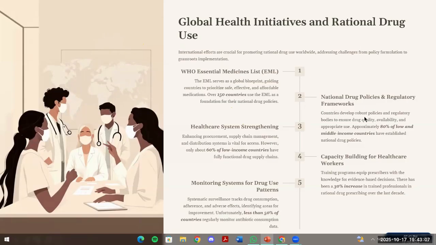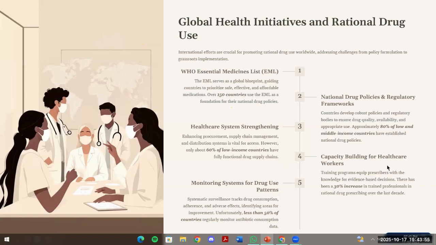Not only this, regulatory frameworks and regulatory bodies ensure drug quality, availability, and appropriate use. Approximately 80% of low and middle income countries have established national drug policies. By these national drug policies, we can strengthen the healthcare system by enhancing procurement, supply chain management, and distribution, increasing this in 60% of low-income countries. Thereby, fully functional drug supply chains are maintained throughout.